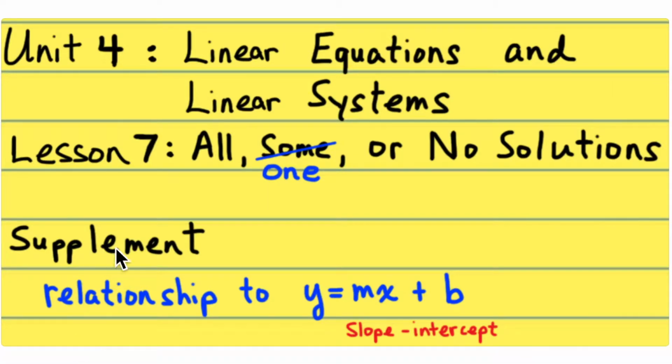This is a supplement to Lesson 7. As I went through Lesson 7, I started to wonder about the relationship between the equations that we were solving and this form of an equation for a line. This was a linear equation in the slope-intercept form.